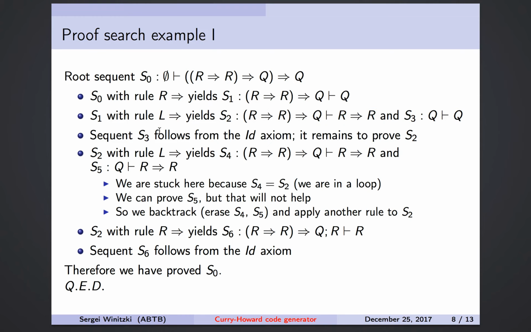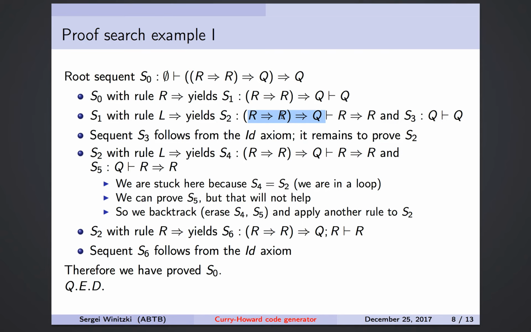So we can again apply the rule L, left implication, because we have an implication on the left. Let's do that. Now if we do that, we get these two sequences, S4 and S5. Note that S4 is exactly the same as S2. And S5 is something else. Now we can prove S5, but that won't help because we are going back to having to prove S2.